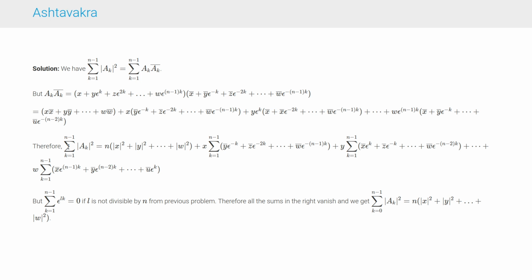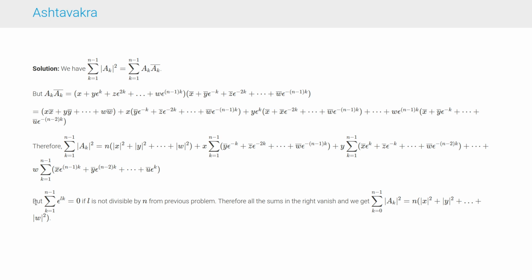Therefore, we can write sigma k is equal to 1 to n minus 1 mod ak square is equal to n mod x square plus mod y square up to mod w square plus x into sigma k is equal to 1 to n minus 1 y bar epsilon to the power minus k. Basically, the modulus of all these terms is written here in the form of a sum.